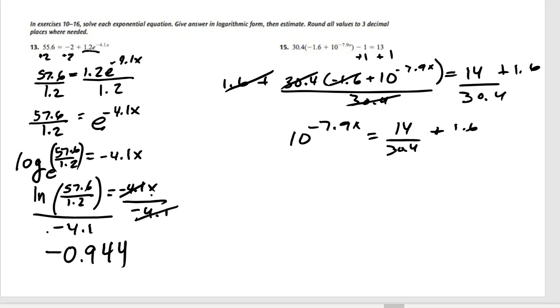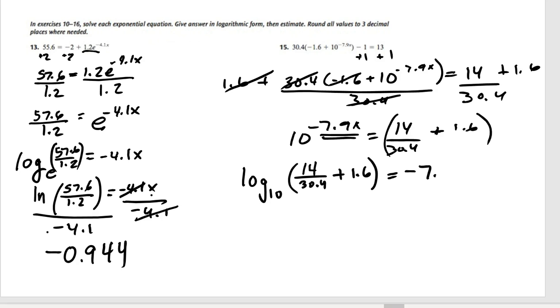Okay? Now let's rewrite this as a log. So it's going to be log base 10. And then my exponent is going to be the other side. A log is another name for an exponent. So it's 14 over 30.4 plus 1.6. And I just leave them like that. I don't reduce them or simplify them because it just makes it more accurate. And then a log is another name for an exponent, so put the exponent on the other side. So I'm going to divide both sides by -7.9, get the x alone.